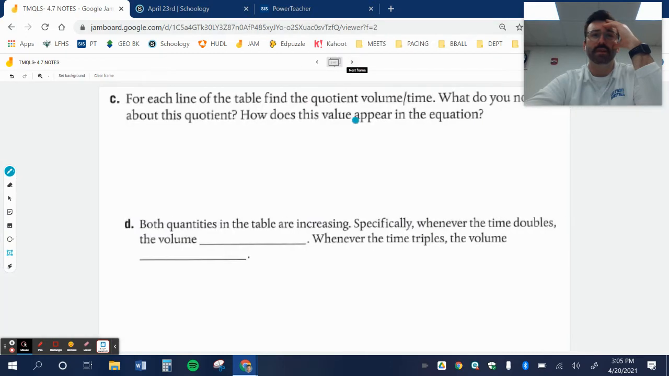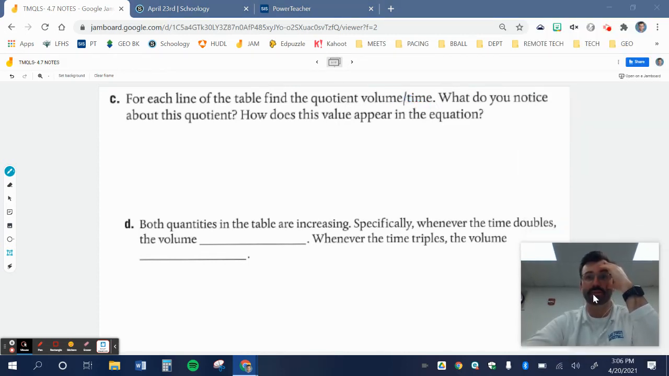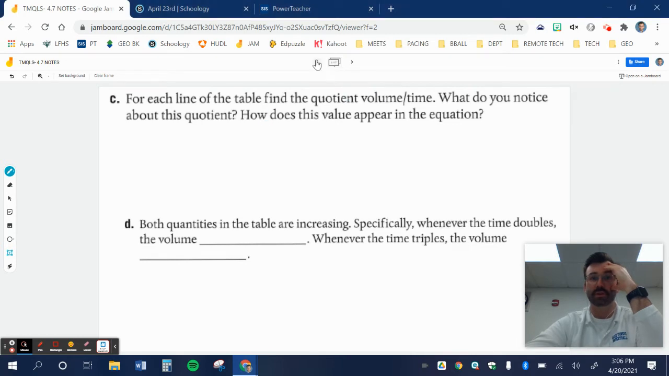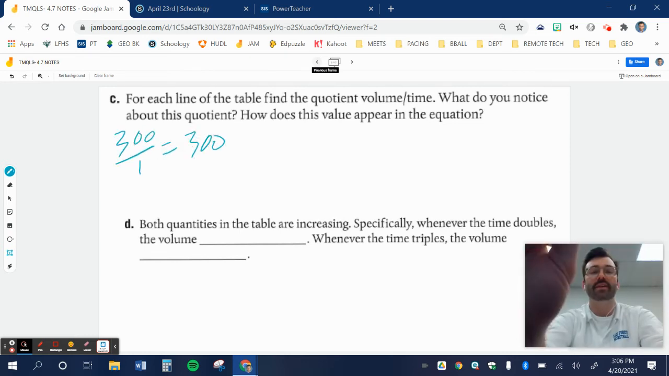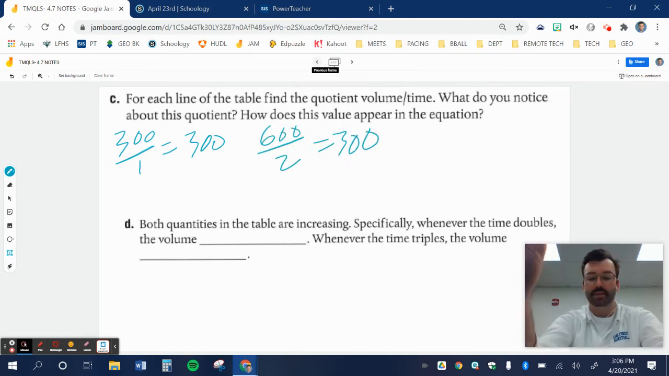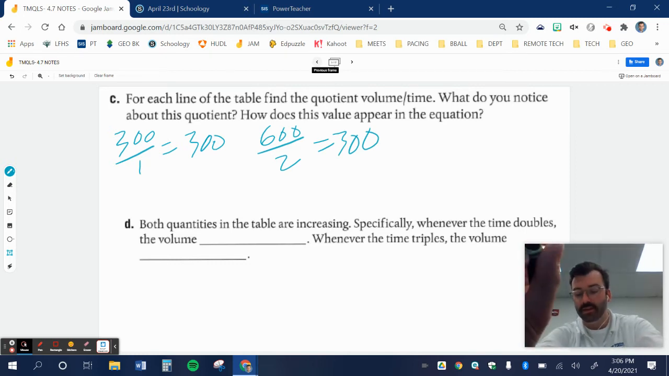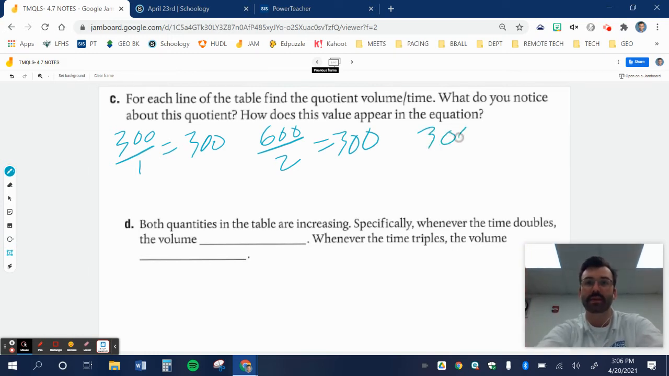Part C: for each line of the table, find the quotient, the volume divided by time. What do you notice about this quotient? How does this value appear in the equation? If I do the volume divided by the time in the first row, I do 300 divided by 1, and I get 300. The second row, 600 divided by 2, I get 300. The third row, 900 divided by 3, I get 300. How about this row? 3,000 divided by 10, I get 300.